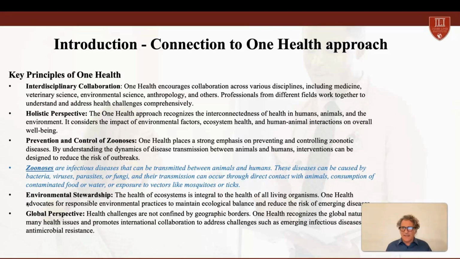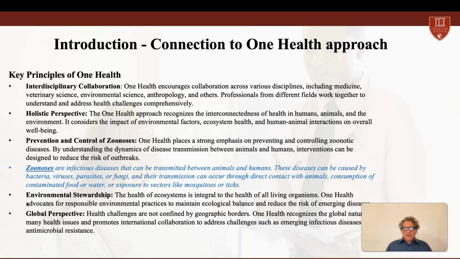And this disease can be caused by bacteria, viruses, parasites, or fungi, and the transmission can occur through direct contact with animals. So we're not talking only about eating meat or so on, but about any sort of different disease. For example, if COVID was spread from the bat to humans, it means we are talking about zoonosis. The same can happen through water contamination, or exposure to a vector like a mosquito or tick.